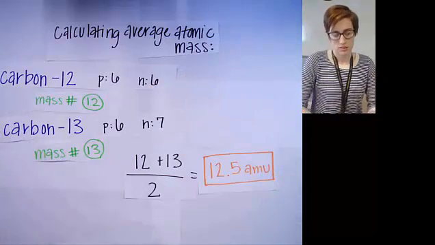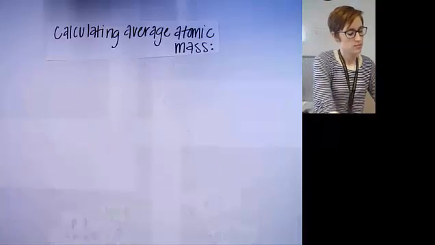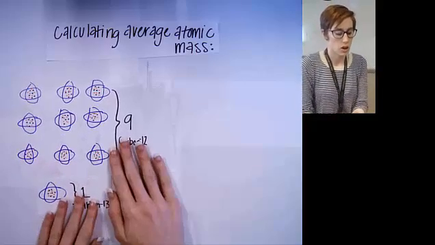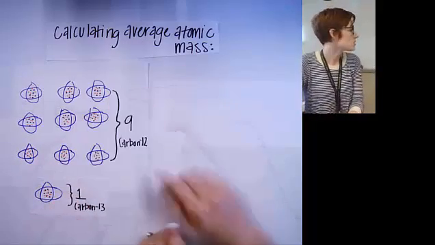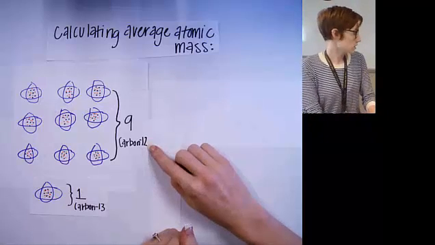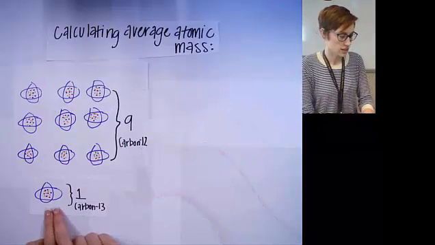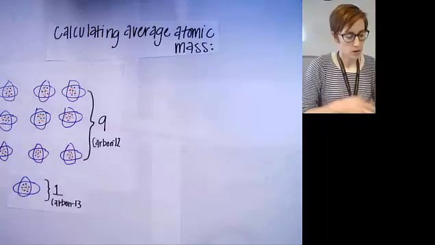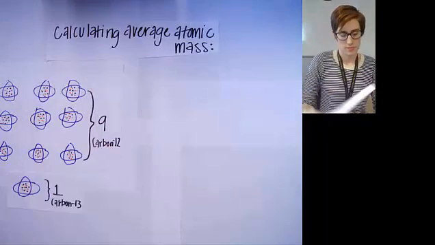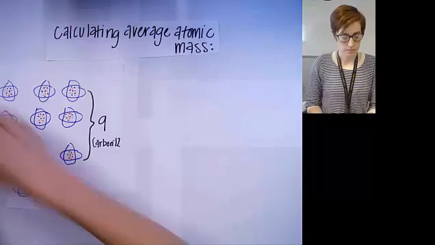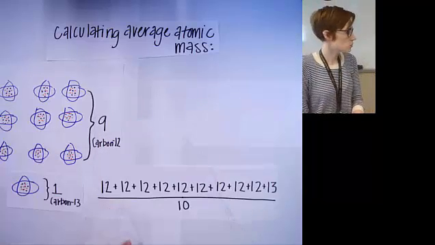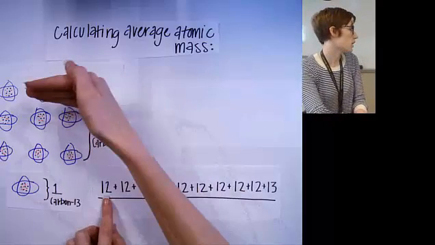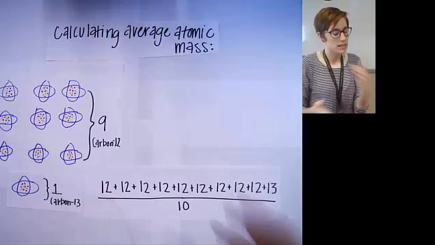Okay, so let's take a look at this scenario. Let's say that we have 9 carbon atoms that weigh a mass of 12 AMUs, and we have 1 carbon atom that weighs a mass of 13 AMUs. If we were going to try to calculate the average mass, one way you would solve it is you would set it up like this. Because I have 9 carbon 12s, it wouldn't be fair just to do 12 plus 13 divided by 2, because I have more 12s than I have 13s. So I want to take that into consideration.